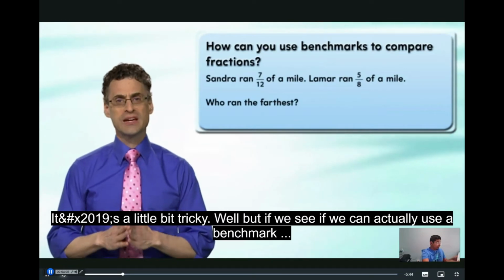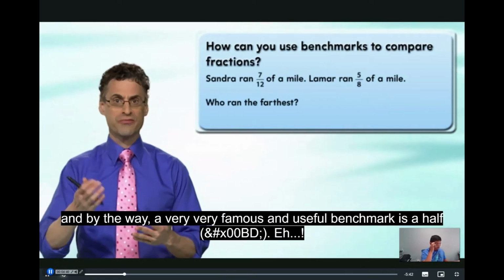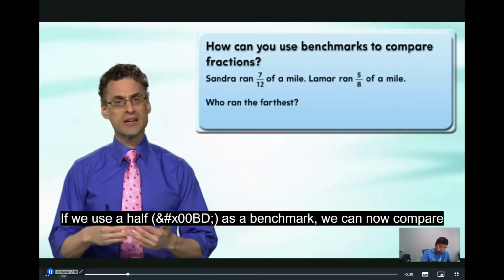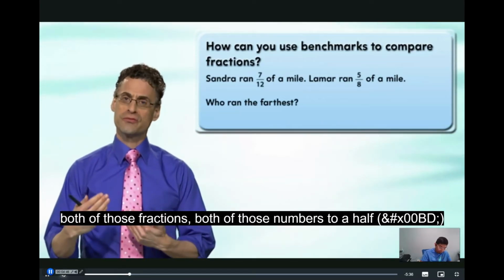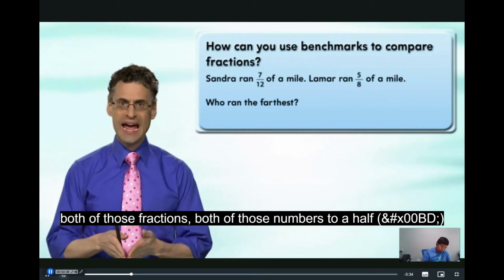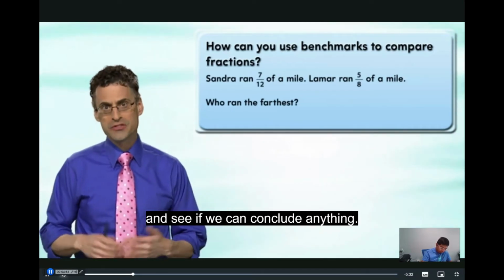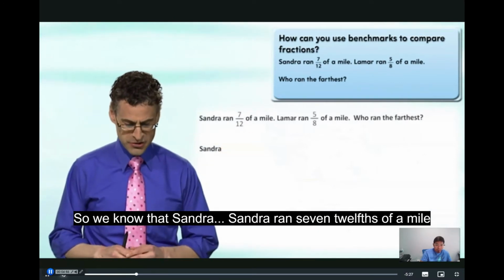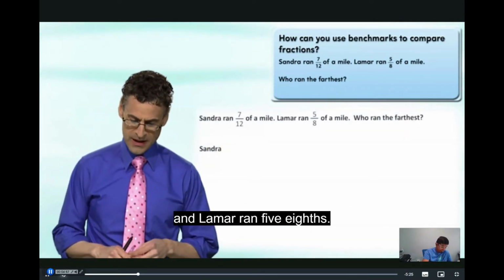Well, but if we see if we can actually use a benchmark, and by the way, a very, very famous and useful benchmark is a half. If we use a half as a benchmark, we can now compare both of those fractions, both those numbers, to a half and see if we can conclude anything. So let's think about it together. So we know that Sandra ran 7/12 of a mile and Lamar ran 5/8.